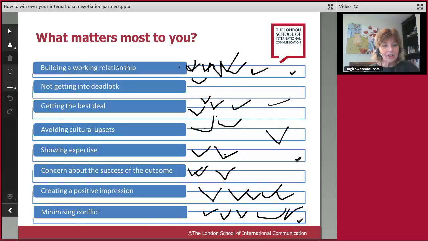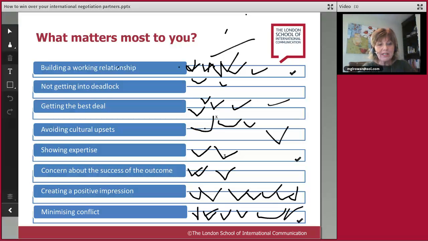Okay, thank you. So if we look at those, and please carry on ticking if you haven't finished making your selections. If we look at those, we can see that building a working relationship is very popular. Creating a positive impression and minimizing conflict has got lots of ticking going on at the bottom there. And I'm going to come back to these points in a few minutes, and then you'll see why I asked you that question in the first place.